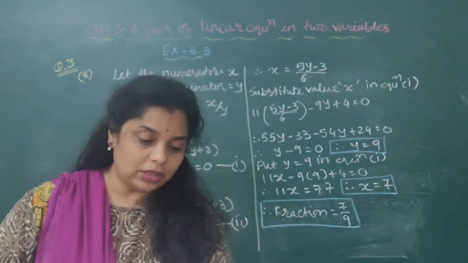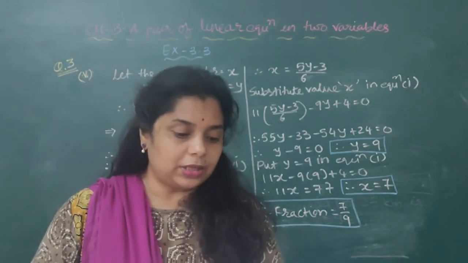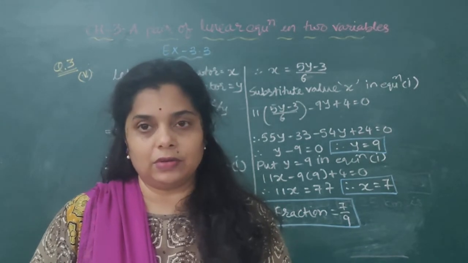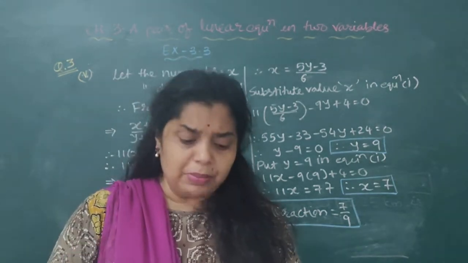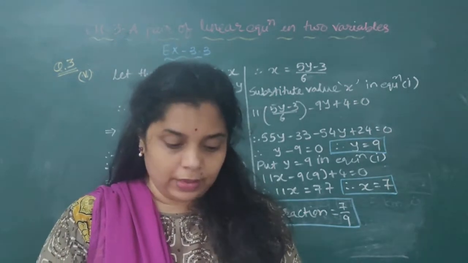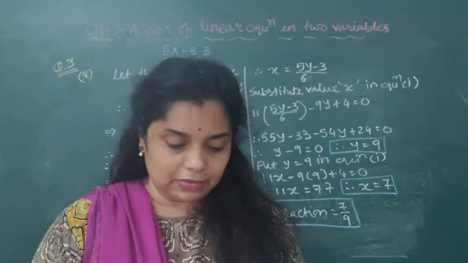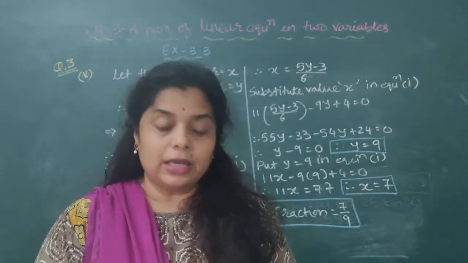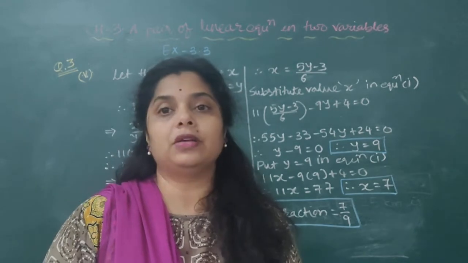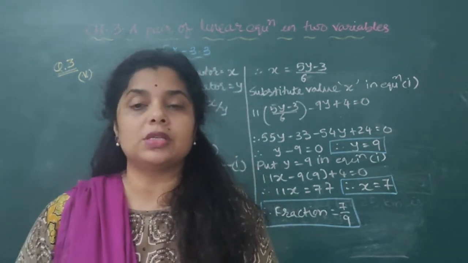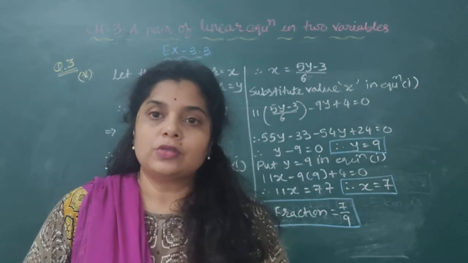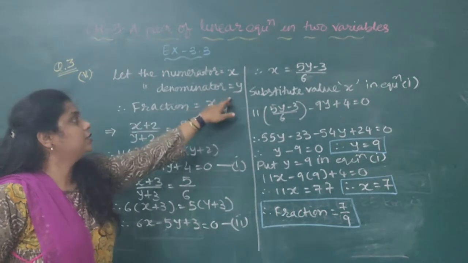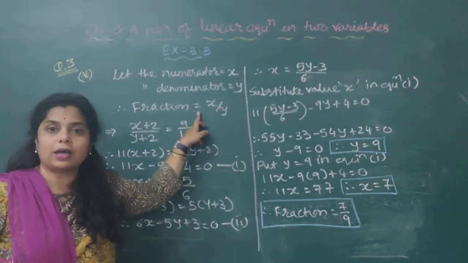Now, next is if 3 is added to both the numerator and denominator, then the fraction becomes 5 by 6. So these two conditions are given. The fraction becomes 5 by 6 if you add 3, and the fraction becomes 9 by 11 if you add 2 to both the numerator and denominator. And then the final question is to find the fraction. As you know, the fraction must have a numerator and denominator. So let the numerator be x and the denominator be y. So finally the fraction is x by y.